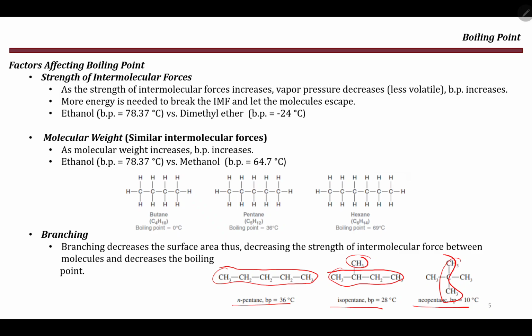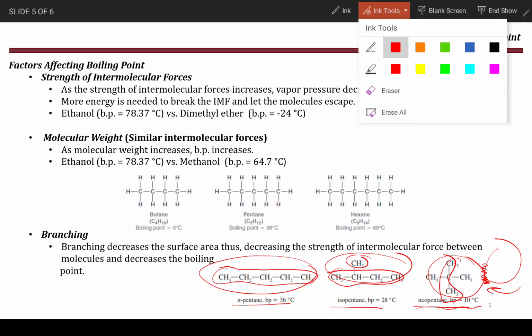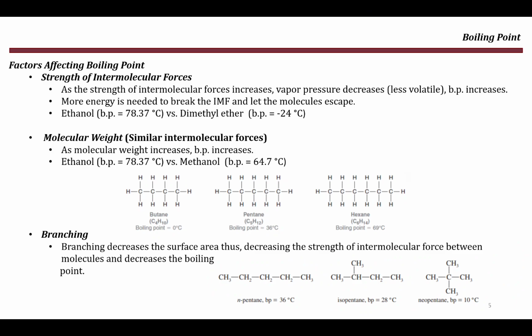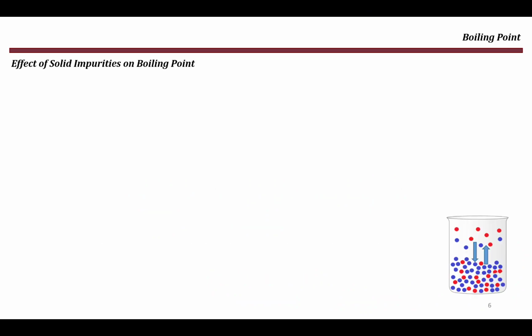Branching is well known to decrease the surface area of the molecule, so the molecule will be smaller in size. And again, because it's smaller in size, the contact with other similar molecules will be smaller. This means that you need less energy to evaporate this molecule, and that's why the boiling point will be lower. So these are the three main factors which affect the boiling point of a compound.